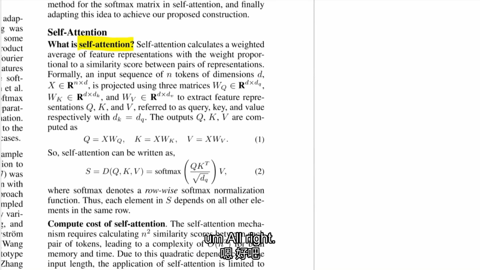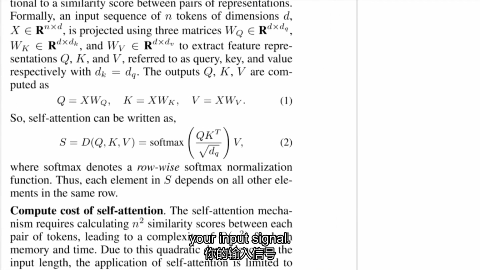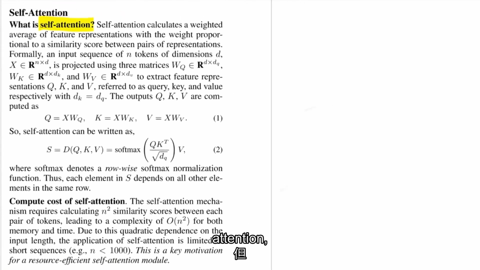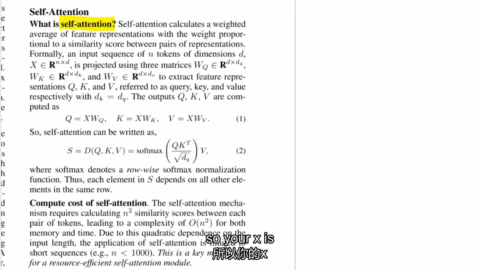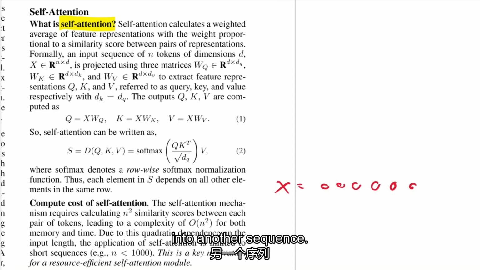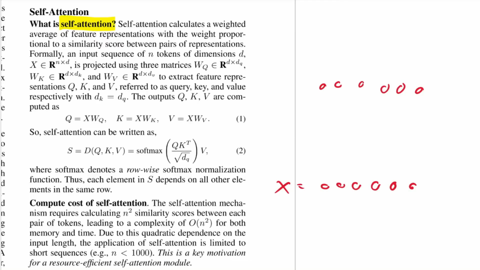Yeah. All right. So self-attention. You have your input signal. This is one attention layer, right? It's usually multi-head attention, but here we'll just have one head. So you have your attention layer, which takes an input X. So your X is usually some kind of a sequence, and you want to transform it into another sequence. So we've been here a bunch of times already, and it's probably an equally long sequence, and you want to know which information do you need to pass where.